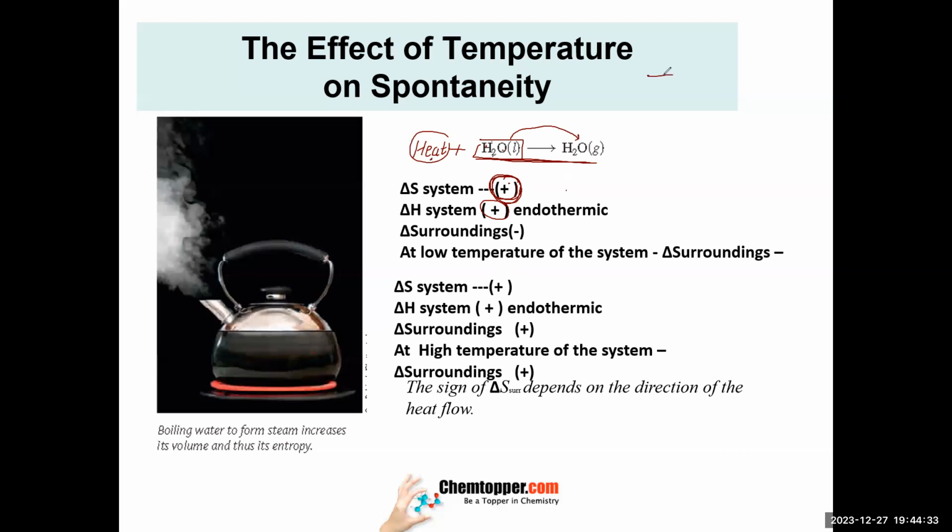So, what is happening to the entropy of the surroundings? Temperature is directly proportional to kinetic energy. So, the entropy of the surroundings is decreasing. If entropy of the system is increasing, entropy of the surroundings will decrease. So, what will happen to the temperature of the surroundings? Temperature of the surroundings will decrease because heat is withdrawn from it, right? Okay, this is clear.